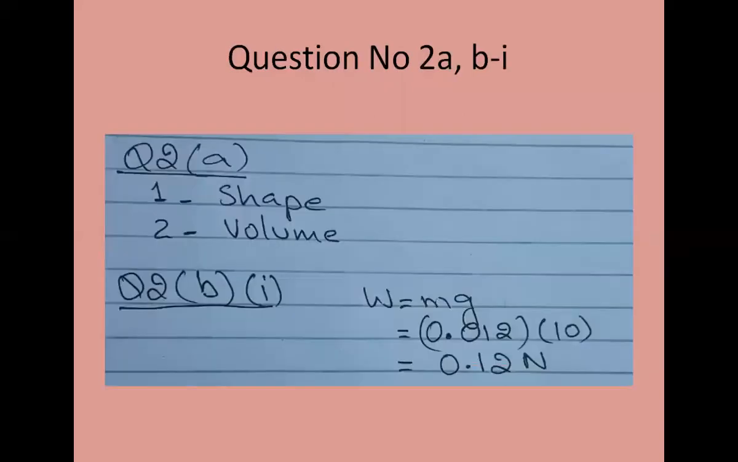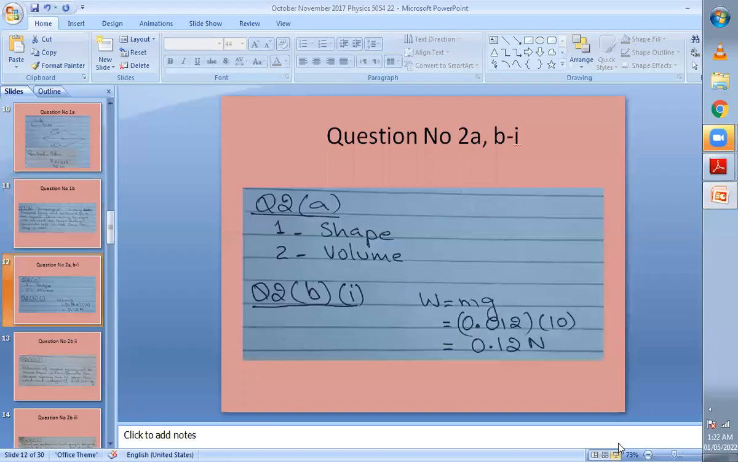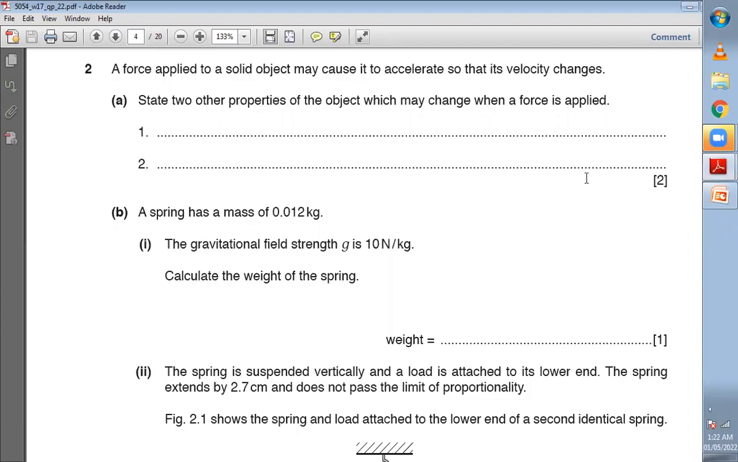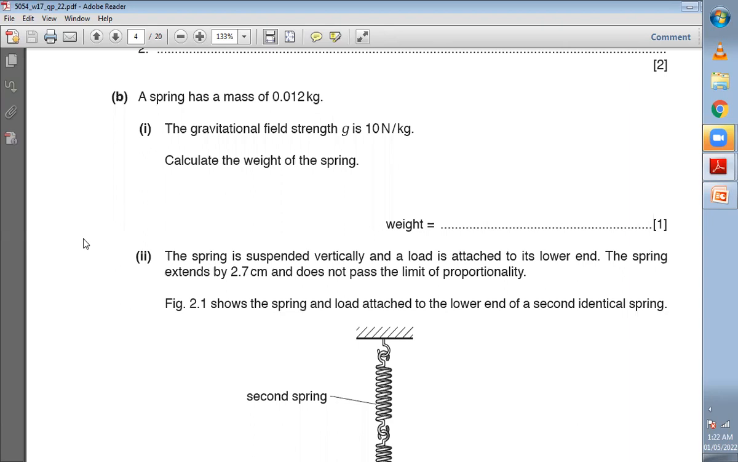Okay, so the shape and the volume. Okay, now the next part. A spring has a mass of 0.012 kg. The gravitational field strength G is 10 Newton per kg. Calculate the weight of the spring.